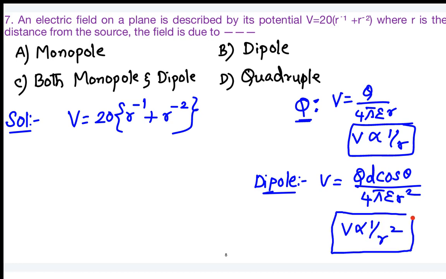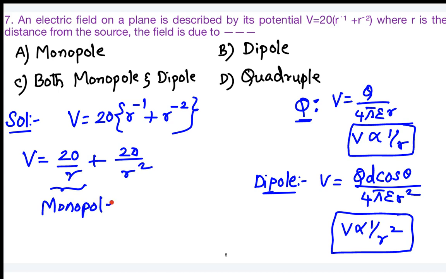Now if you see here, you can separate it: 20 into 1 by R plus 20 into 1 by R square. The first term is the 1 by R term, so it is due to a monopole. The second term is the 1 by R square term, so it is due to a dipole. So the resultant potential is the contribution of both monopole and dipole. The answer is both monopole and dipole.